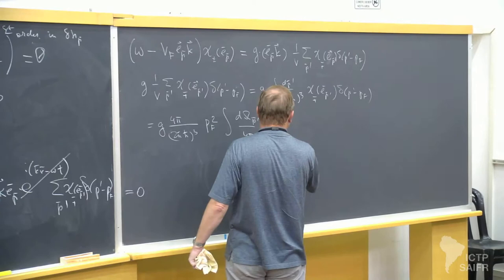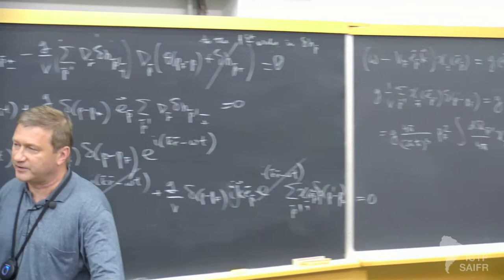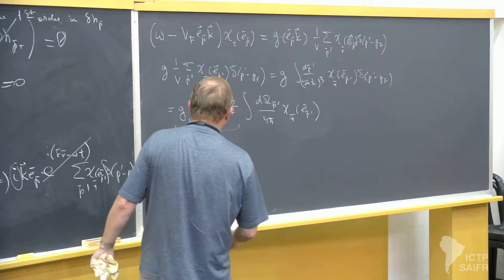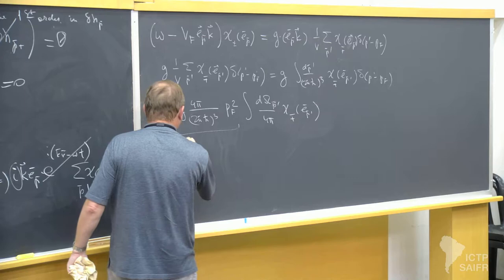This integral I cannot perform because chi is an unknown function. But I keep it like this. So now if I look carefully at what stays here, for this coefficient, what I get, let me write it like this: G, then I have 4 pi, 2 pi h bar cubed, and then I do it like this.